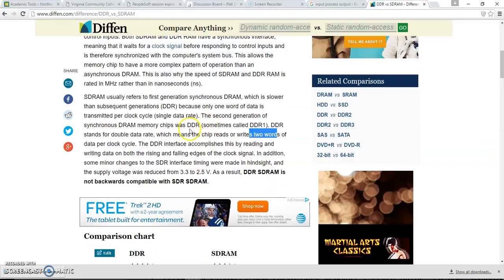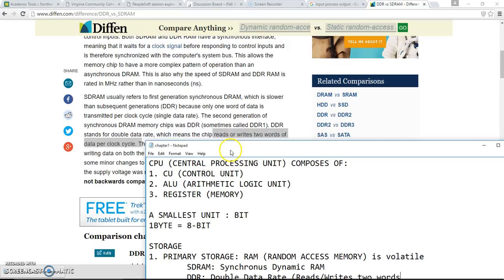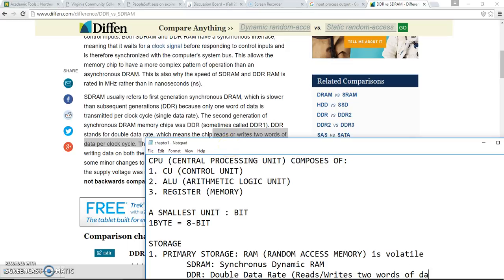Okay, DDR stands for, we have DDR, sometimes called DDR1, double data rate. Right. Read or write 2 words of data per clock cycle. That means you can read or write, right, 2 words of data per clock cycle.